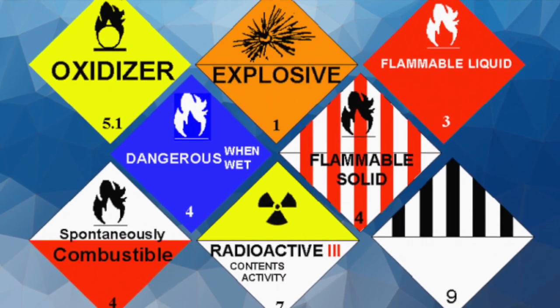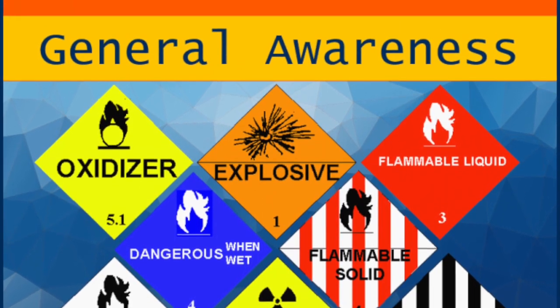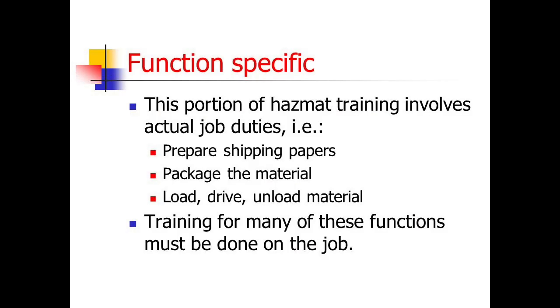General awareness training, which is getting you familiar with the general requirements of hazmat and enables the hazmat employee to recognize and identify hazmat. Then there's function-specific training, which is more training specifically to the functions of your job, what you do as part of the hazmat. It's going to be different for someone who, say, chooses the packaging for a hazmat versus someone who is dispatching a driver or the driver himself.